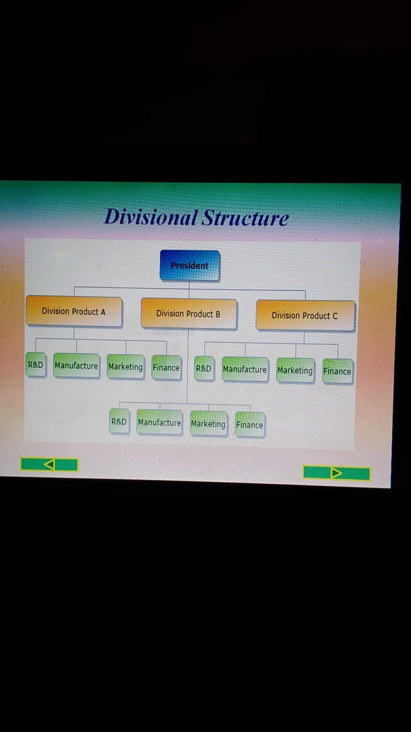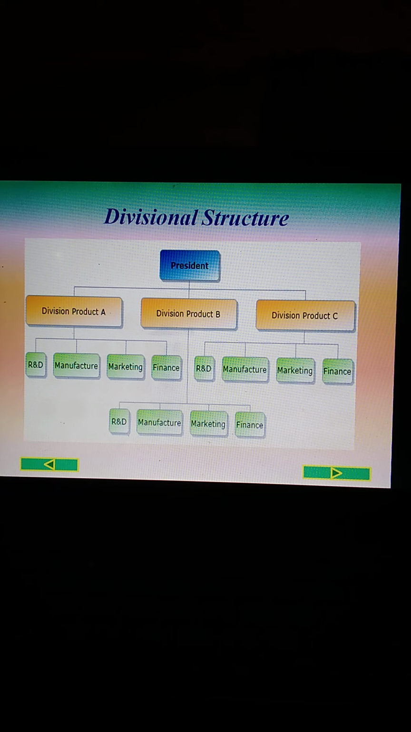Look at the way this structure works. So here is the president, the same as the CEO. Then you have a product A manager, product B manager, and product C manager. So what they do is they divide it into three. And under each, they have their own employees or persons or department.